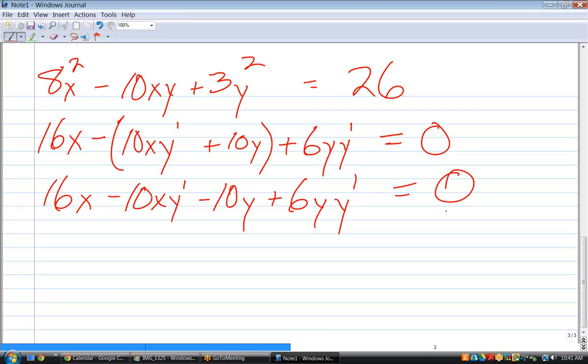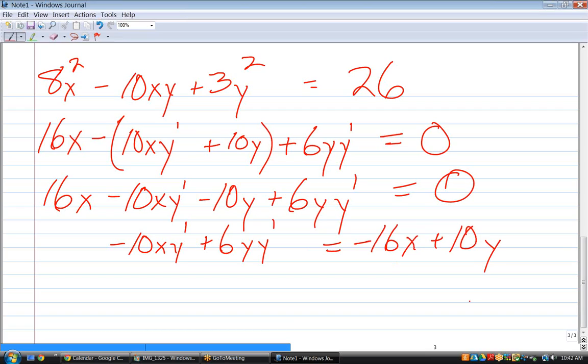Okay. We're trying to solve for y prime. So we want every term that has y prime on the left side of the equation, anything that doesn't have y prime on the right side of the equation. Okay? So I'm going to pull out these two and leave them here. And I'm going to put everything else, minus 16x plus 10y. In other words, the only things I leave over here are anything that has a y prime in it.